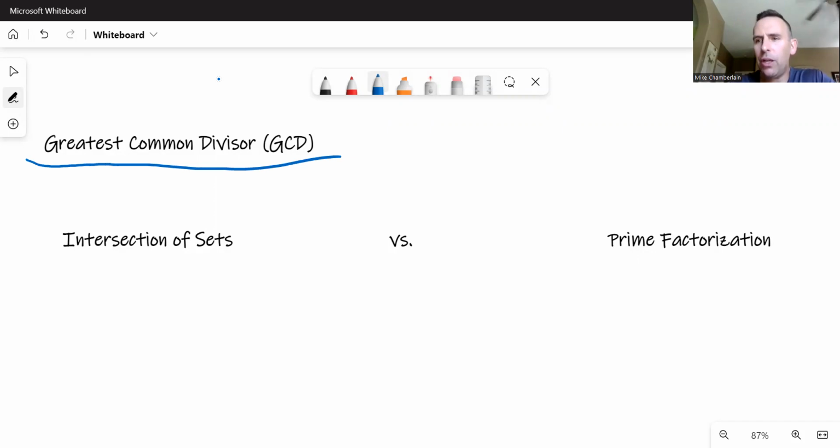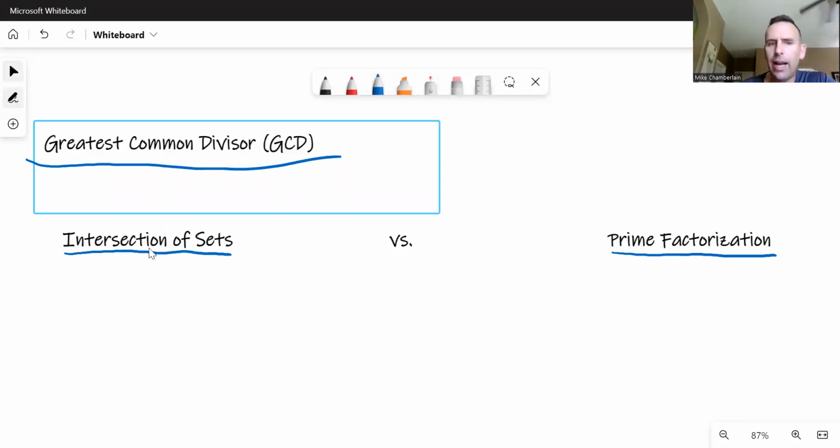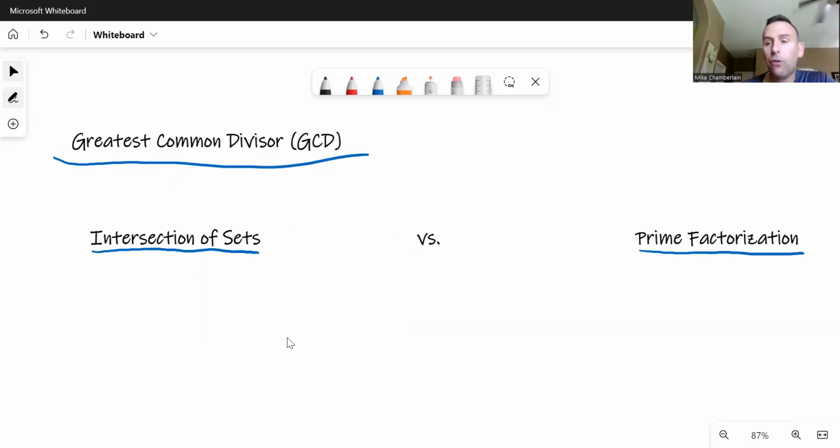So in a previous video, you might remember that I defined a divisor as a number that divides evenly into another given number. So we're going to look at two different methods for this. One of them is called intersection of sets, and that's just thinking about what are all the divisors of a number. And the other one is you can actually examine the prime factors to get right at the greatest common divisor. So first off, though, what in the world do we mean by greatest common divisor?